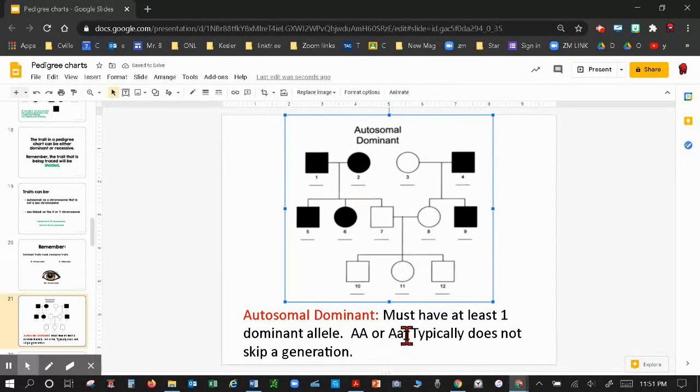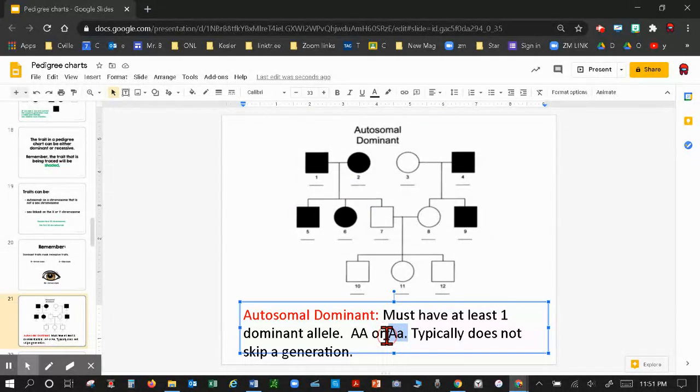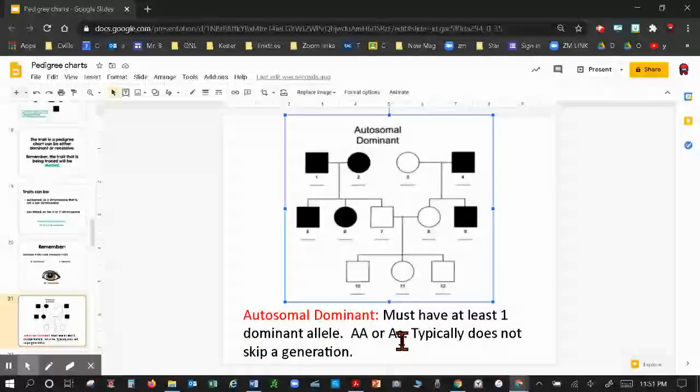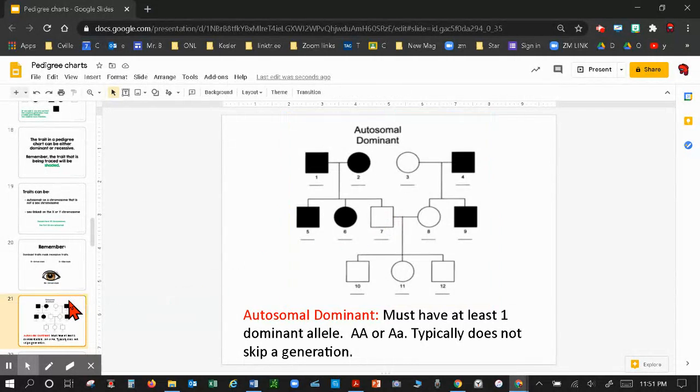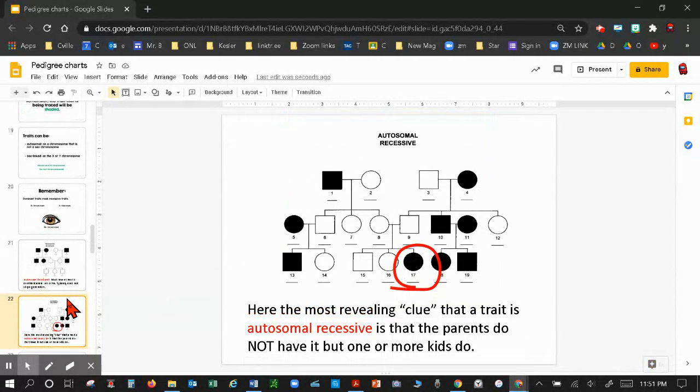In that example, both parents would be heterozygous, capital A, lowercase a, and that child over here could receive the lowercase a genotype. So that's just one example of how we can tell what's dominant.